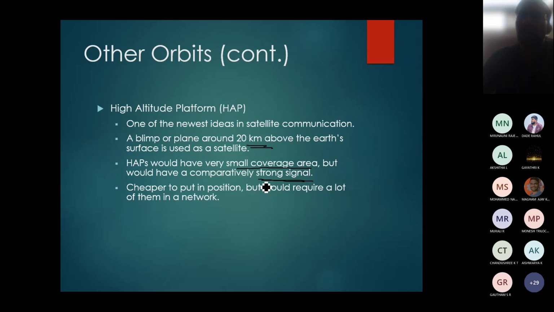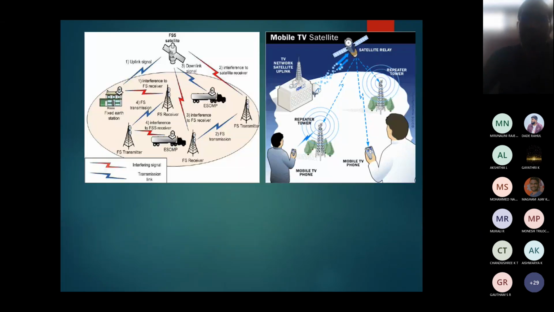And the next advantage we can say is that since the orbital height is very small, it is very cost effective and cheaper to put the satellite into that height. Okay, so this is one of the images to show you how satellite communication happens and what other signals can interfere with the satellite communication.